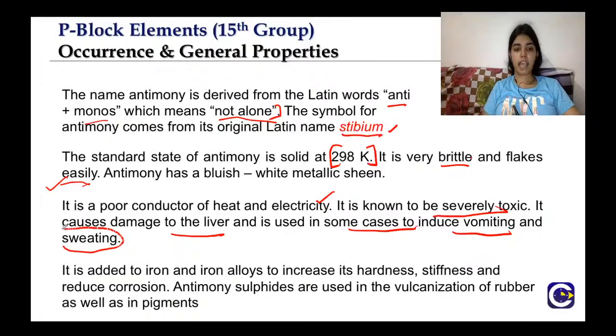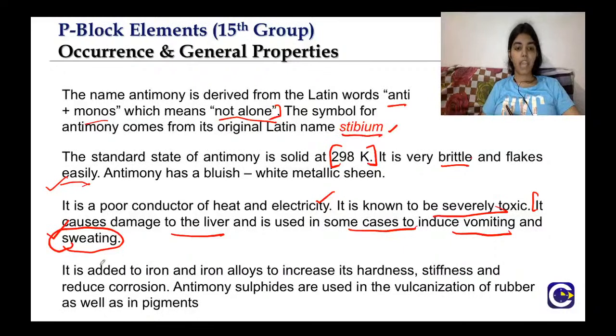So the next time you want to skip your school or college, you can take antimony. I am just kidding, right? So basically it is used to induce vomiting and sweating, right?